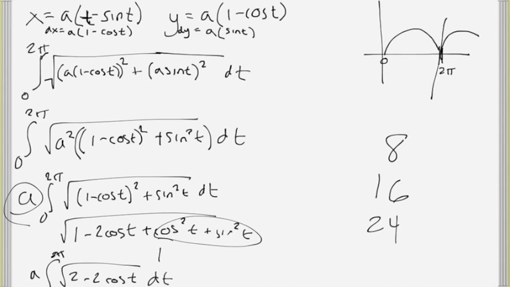It's going to give you 24. And so I'm willing to bet now that what we're doing is just multiplying by a. All right, that's the end of 10.1.